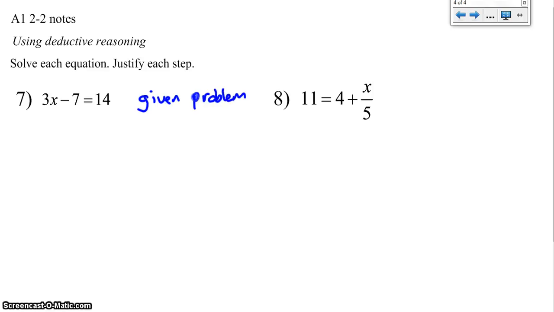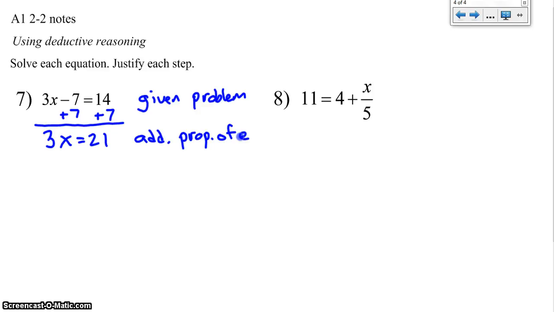All right, the first thing that we would actually do from here is add 7 to both sides. And that would give us then 3x equals 21. What allows us to add 7 to each side? Well, that's the addition property of equality.